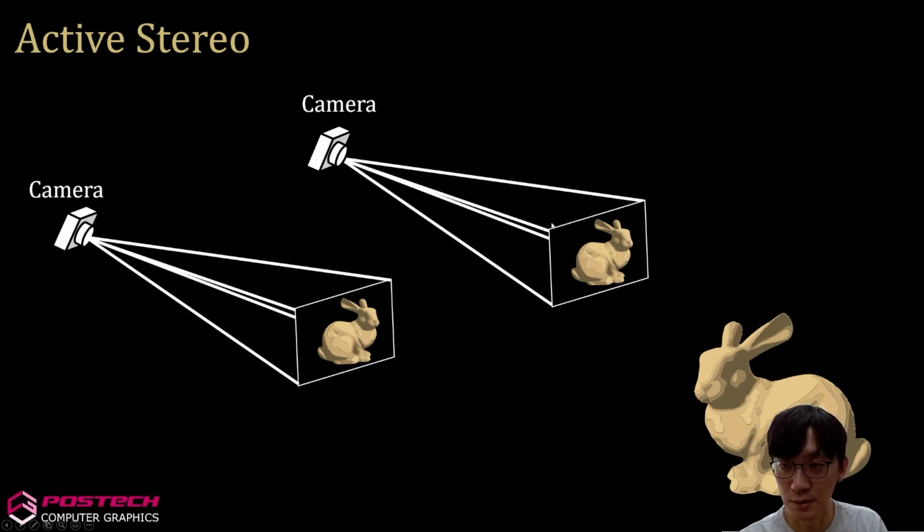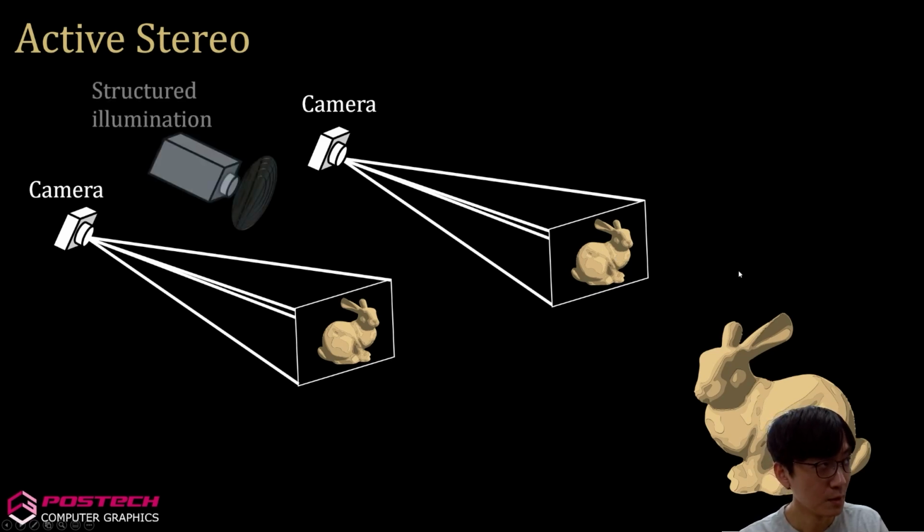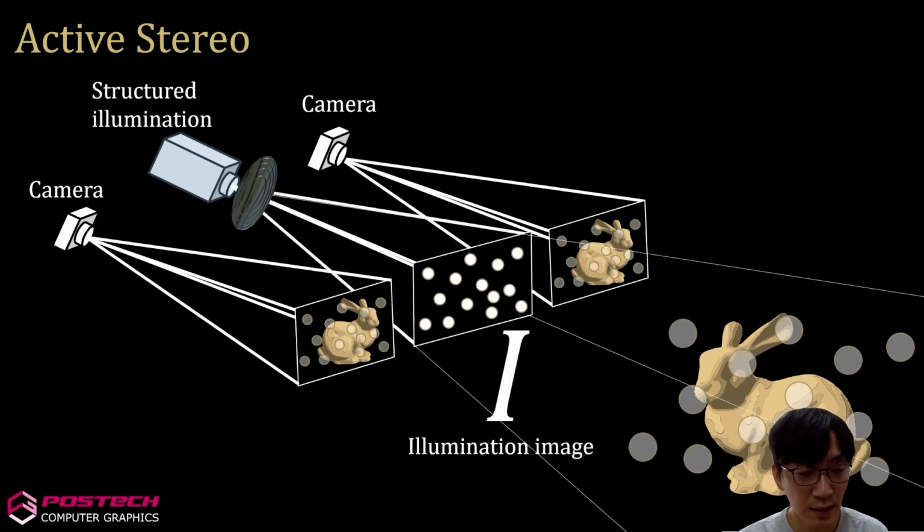Active stereo systems consist of stereo cameras looking at a scene, and they also have a structured illumination module consisting of a laser illumination and a DOE. This DOE is designed to produce a specific illumination image onto a scene. Then this illumination pattern is projected onto the scene as a light source, and the illumination pattern is captured by our stereo cameras.